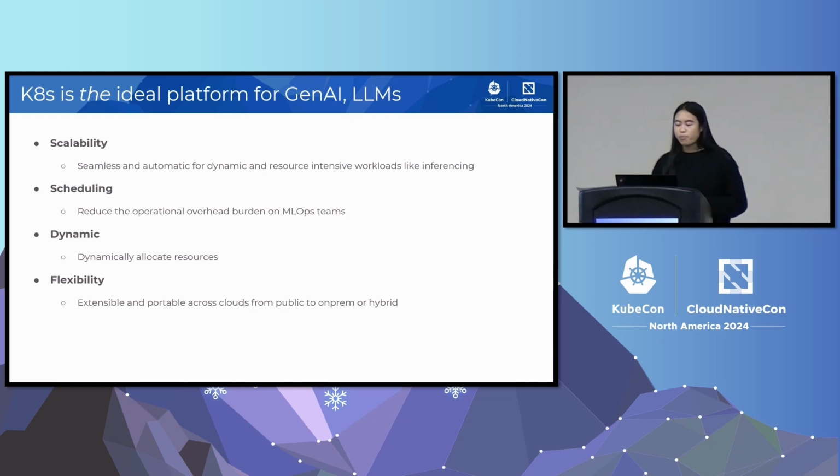Kubernetes is declarative by nature, so we communicate upfront how much resources our workloads require, and then Kubernetes will handle all that scheduling, which really reduces the operational overhead and burden that typical operations teams might experience. And lastly, Kubernetes is dynamic and flexible. Containerizing your AI apps means there's increased extensibility and portability. You can run your AI apps across clouds, on public, on-prem, even in hybrid scenarios.